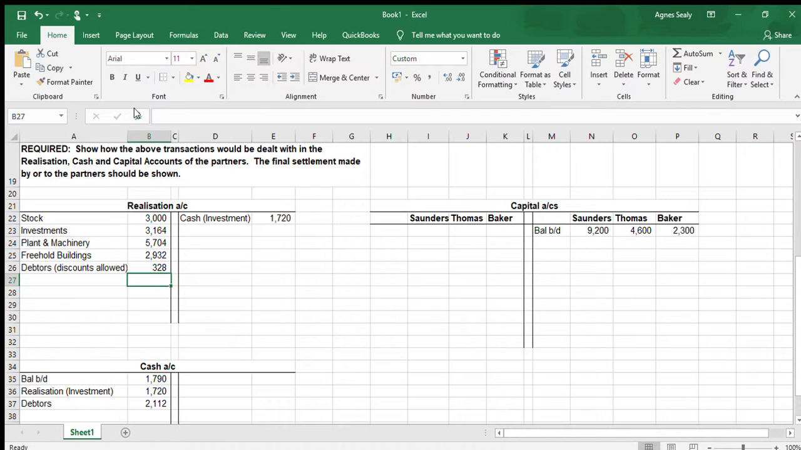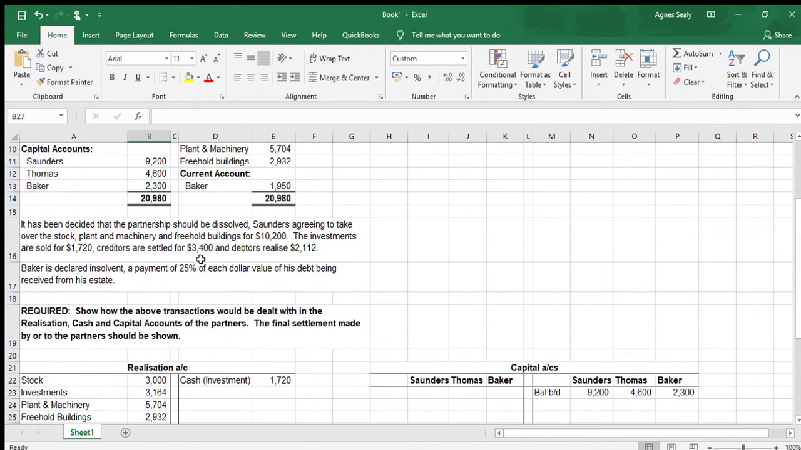so that is with the funds that we are collecting from our accounts receivable. So we record the funds that we collected by debiting cash, crediting accounts receivable, and then we looked at debiting the realization account for the difference, which is 328, and the debtors account is credited for that difference as well.